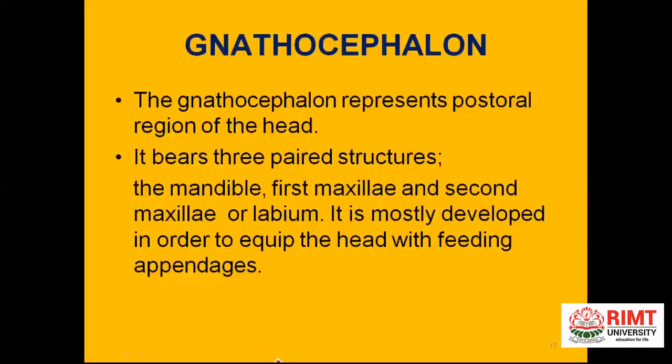So gnathocephalon represents the postoral region of the head. Oral region means the part with the mouth. Procephalon is the part before it, and gnathocephalon is the postoral part after it. It bears three paired appendages, the mandible, the first maxilla and the second maxilla or labium. It is mostly developed in order to provide the head with the feeding appendages.